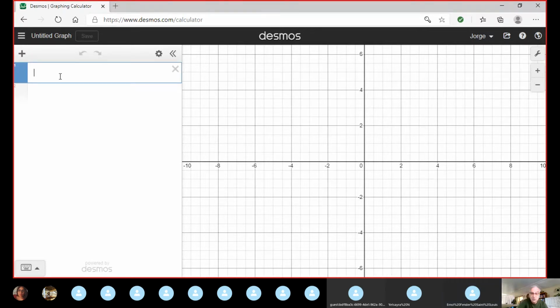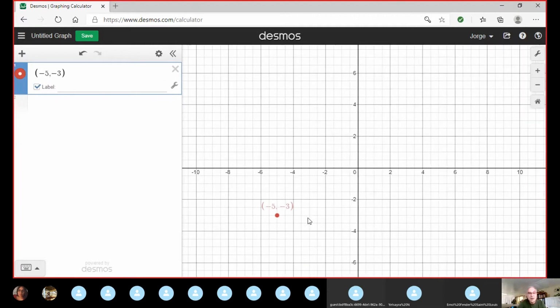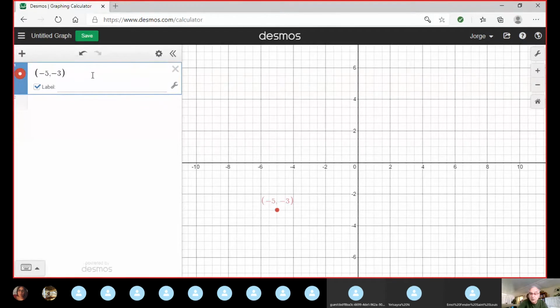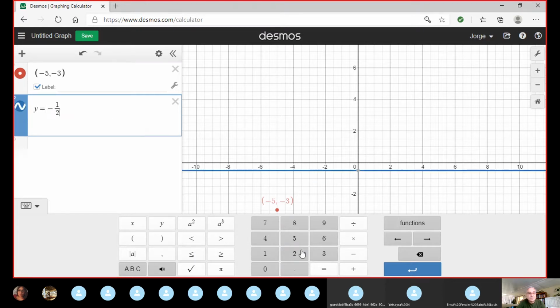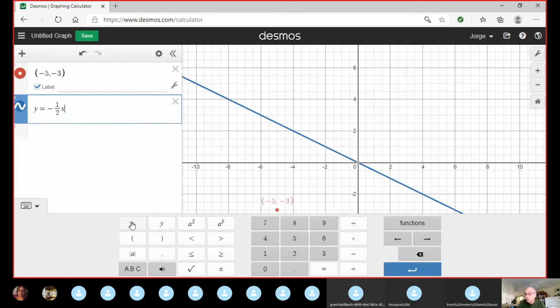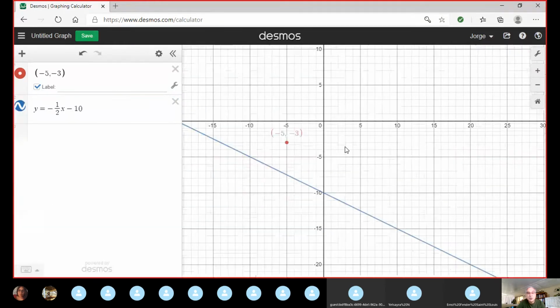Okay, you plot the point. The point was -5, comma, -3. This is my point, in red color. I plot the point. Now I put the equation for the original line in another row. Y equal, let me use the keyboard of Desmos. Y equal -1/2 x minus 10, no? And this is the line in blue color.